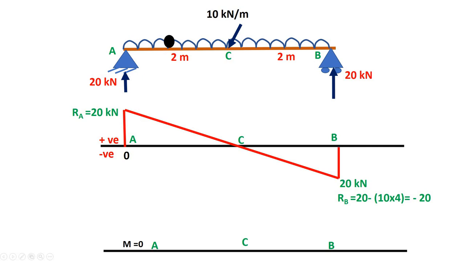Now let us do the bending moment diagram. Here in the same way these two supports don't carry any type of moment, so the moment is 0. Only we have to determine the moment over here at C. So how to determine the moment? Let us see.